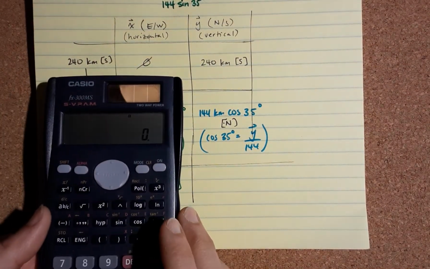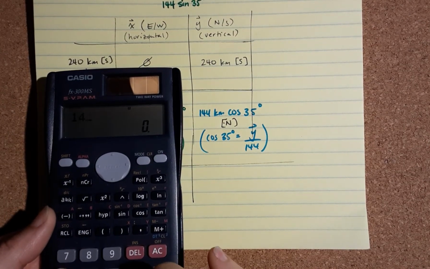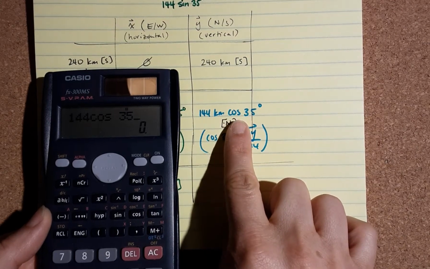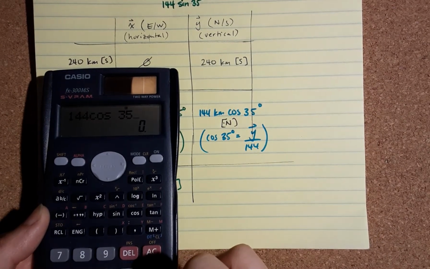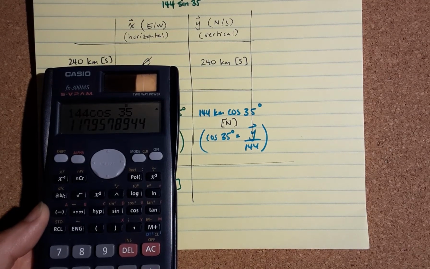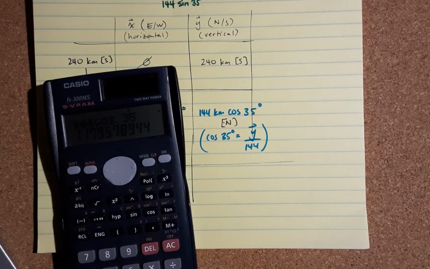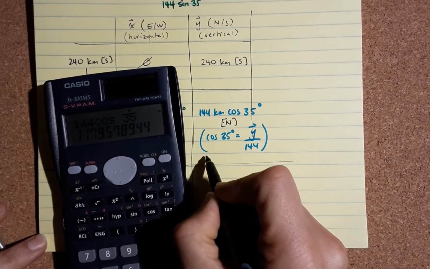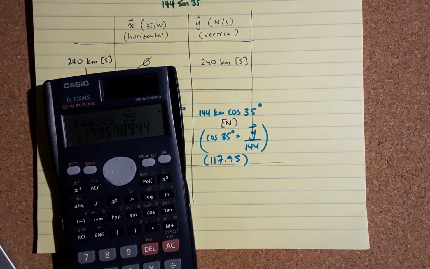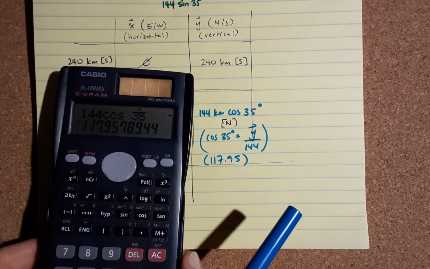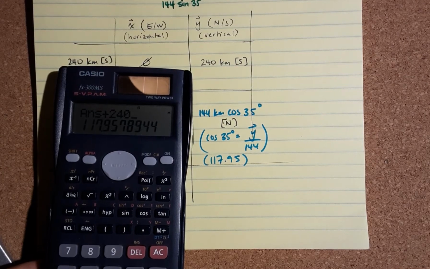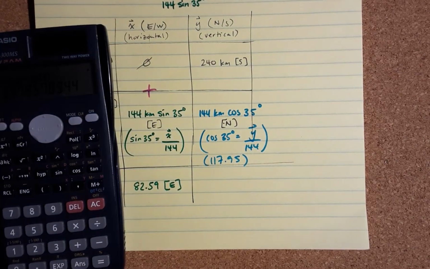Okay, so here we go. 144 cos of 35. And it's really easy to mix up cos and sine, so make sure you're always pressing the right one on your calculator. So that number is 117. If you want to write it down there, you can. Then you don't have to put it in your calculator again if you hit clear. So that's that value. I'm not going to clear it. I'm going to add my 240 to that, and I get 357.